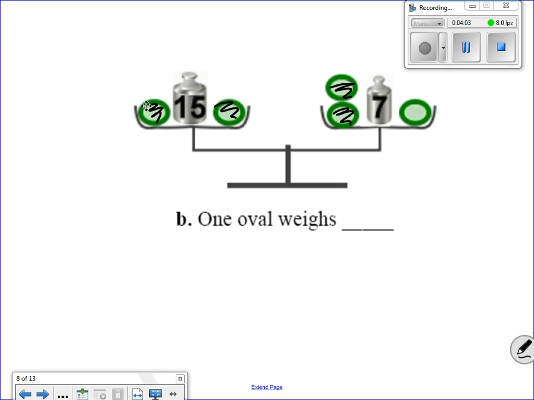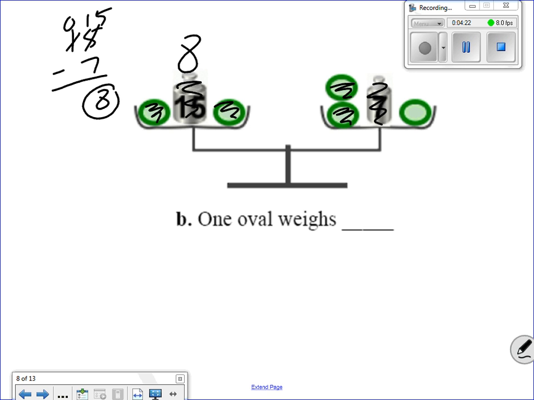What else can I do? I can take away 7 grams of weight from each side, can I? So I'm going to go ahead and cross off this 7. Right, I'm getting rid of the 7. That means I have to get rid of 7 from this side. I'm going to subtract 7 from 15. I'm going to get 8. I had to borrow here. So I'm left with 8 on this side. If I have an 8 here and I have 1 oval left, that means my oval weighs the same as 8 grams.